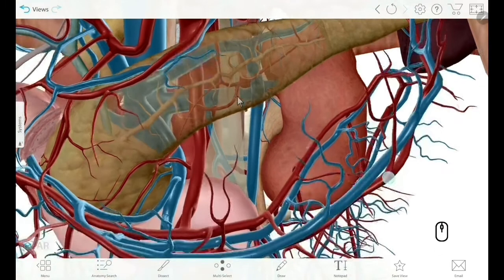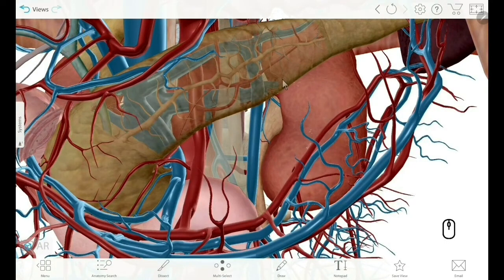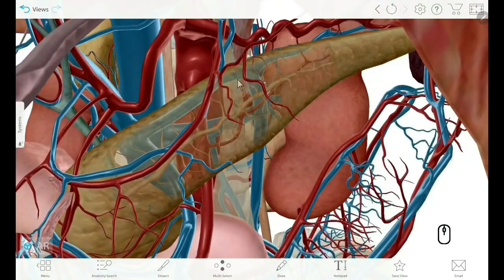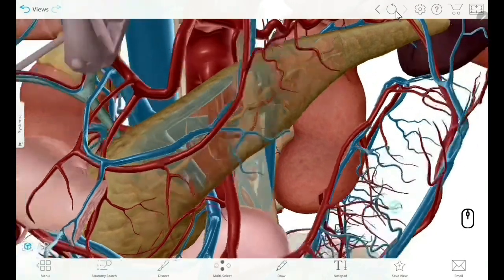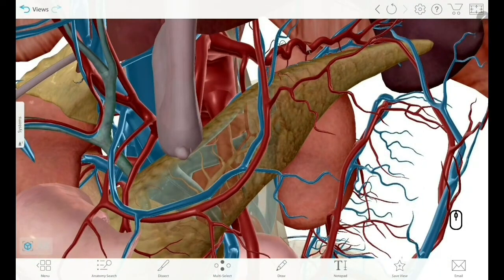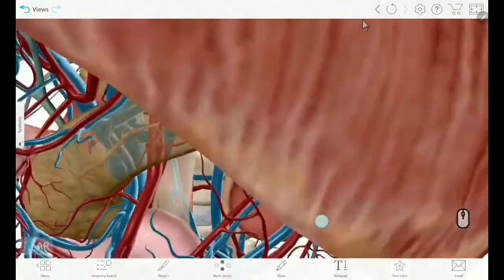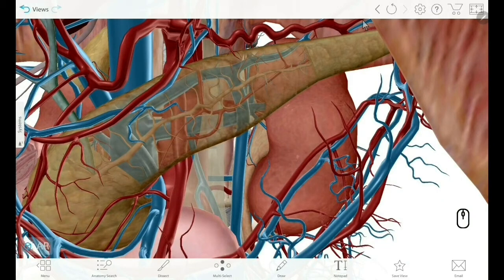Now we can also see a vein which is entering the left kidney. This here is the left kidney. So this vein entering the left kidney is the left renal vein, and we can also see one vein, this vein which is going towards the spleen. Rotating the model, we can see this vein is going towards the spleen. So this is the splenic vein. So the left renal vein, the splenic vein, the superior mesenteric artery, and also the left kidney form the posterior relations of the body of the pancreas.